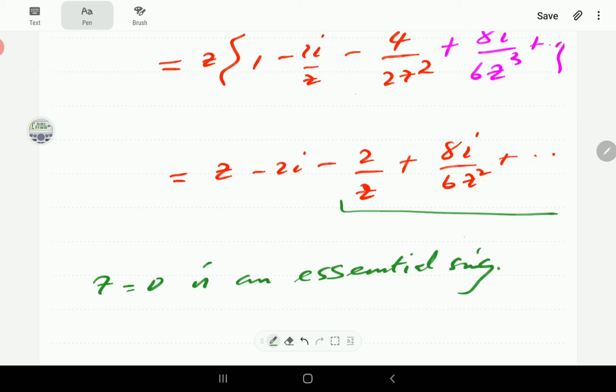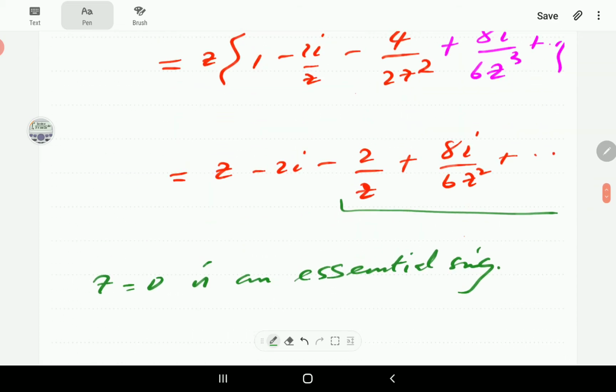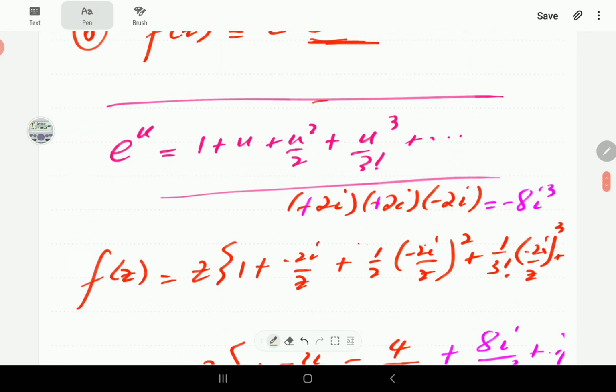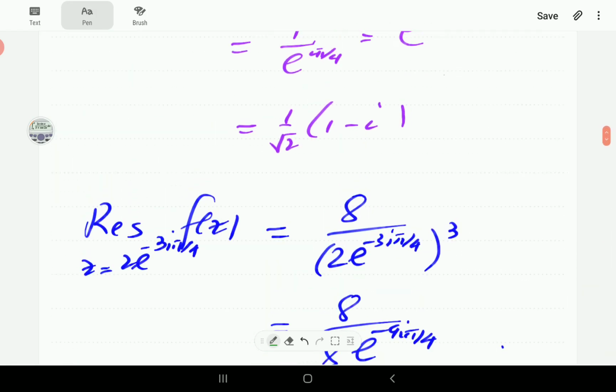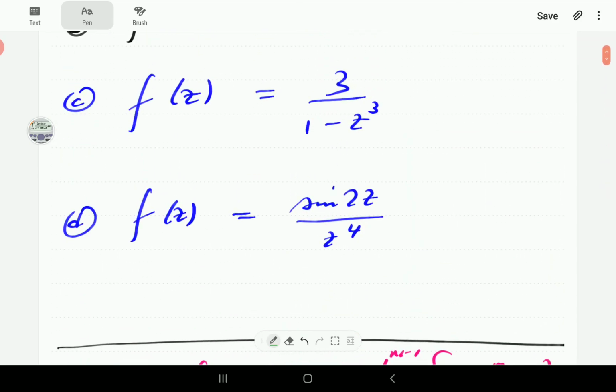And then from the Laurent series, we can simply read the residue, because the residue of f of z is simply going to be the coefficient of 1 over z in this case. So it's simply going to be minus 2.